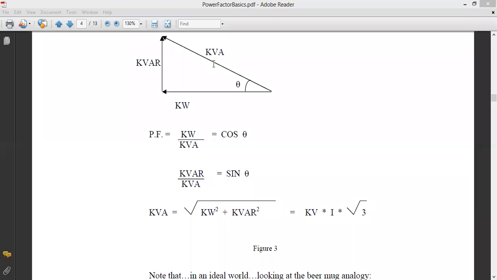Now again, if you use the trigonometric property, your cos theta will be equal to kW upon kVA. Hence this cos phi or cos theta is basically the power factor, so the power factor equals kW upon kVA. Or, kW is basically kVA times the power factor. So according to the Pythagoras theorem, kVA squared is equal to kW squared plus kVAR squared. So this is all about power factor.